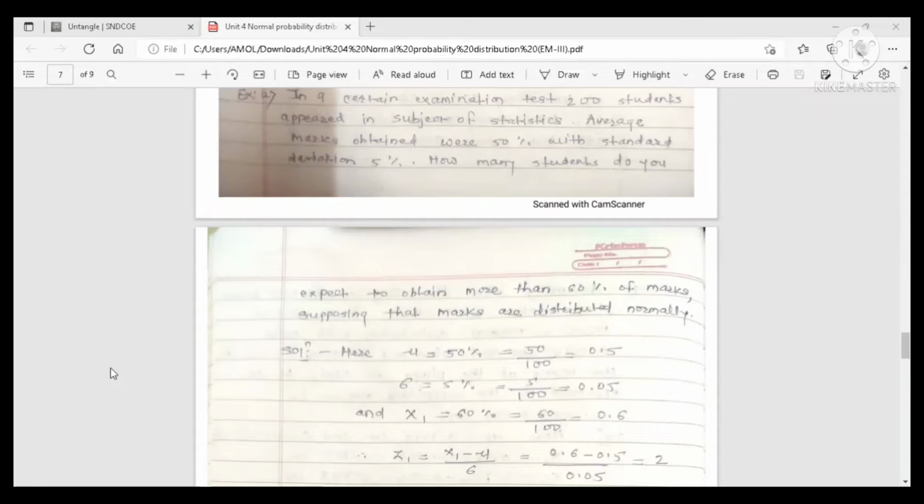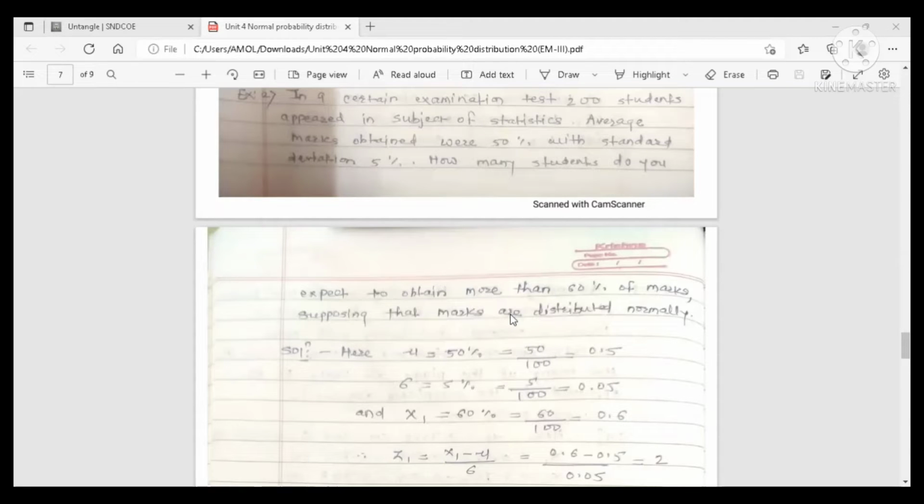See the example. In a certain examination test, 200 students appeared in a subject of statistics. Average marks obtained were 50% with standard deviation 5%. How many students do you expect to obtain more than 60% of marks, supposing that marks are distributed normally?